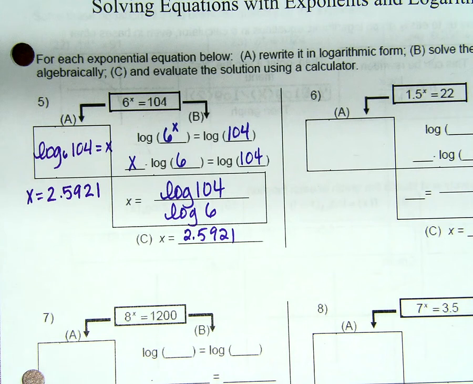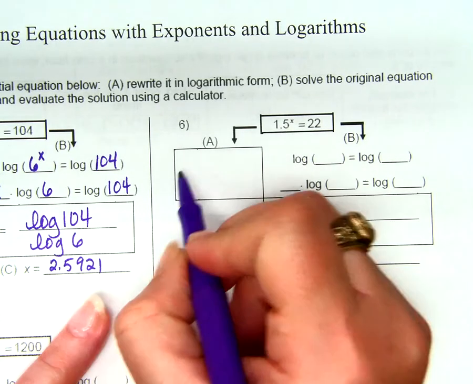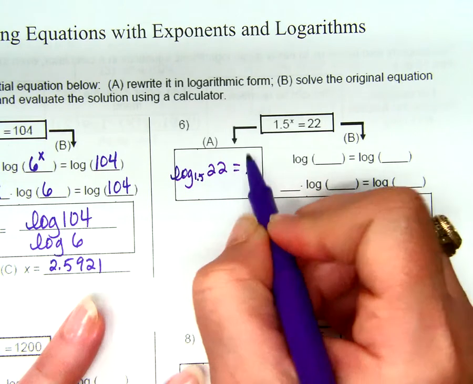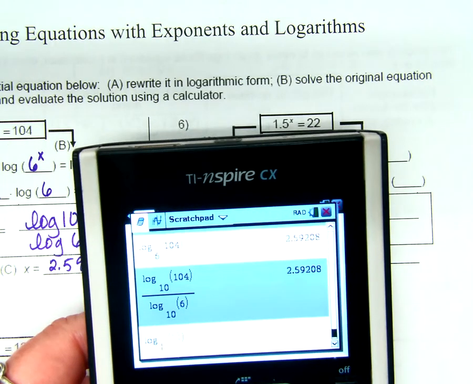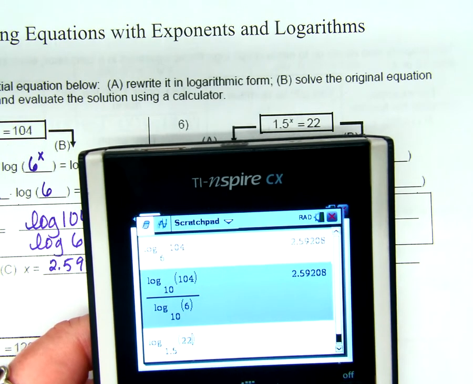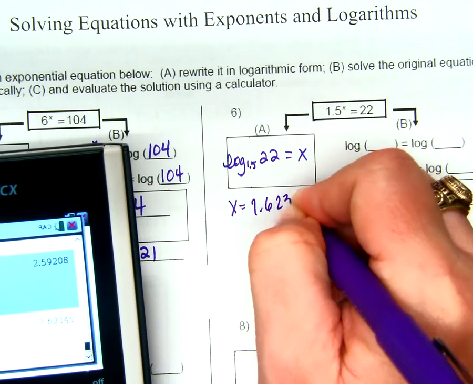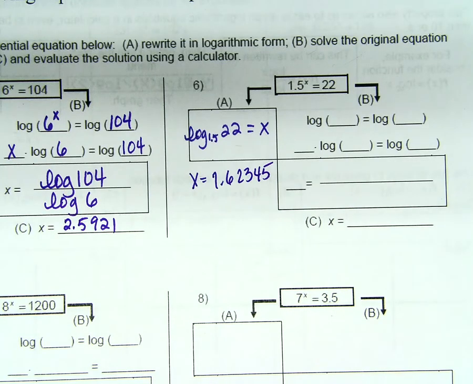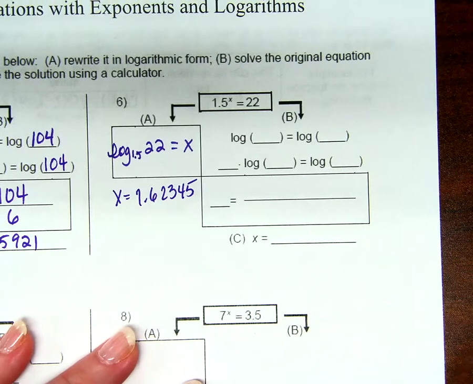All right, let's do one more just to make sure that we are okay with it. Let's do number 6. First of all, I could say log base 1.5 of 22 equals x, and I could put that in my calculator and get x equals 7.62345. I know that's 5 decimal places, but they're all nice: 2, 3, 4, 5, 6, 7.